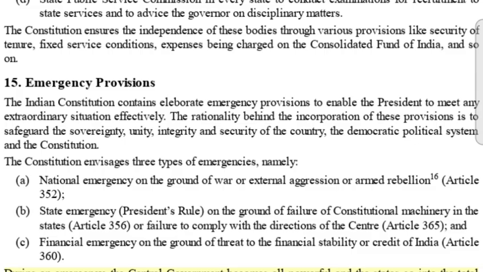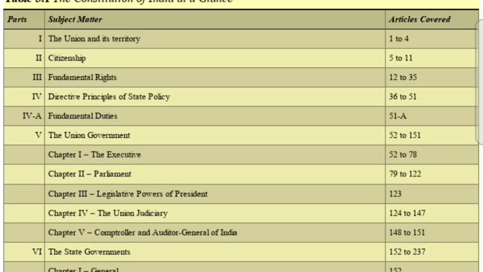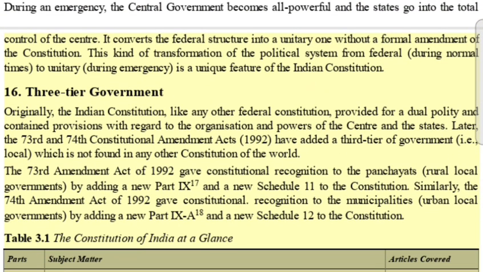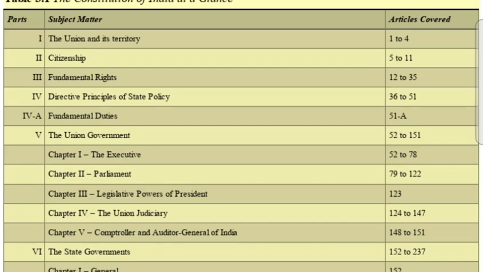During an emergency, the central government becomes all-powerful and the states go into the total control of the center. It converts the federal structure into a unitary one without a formal amendment of the Constitution. This kind of transformation of the political system from federal during normal times to unitary during emergency is a unique feature of the Indian Constitution.